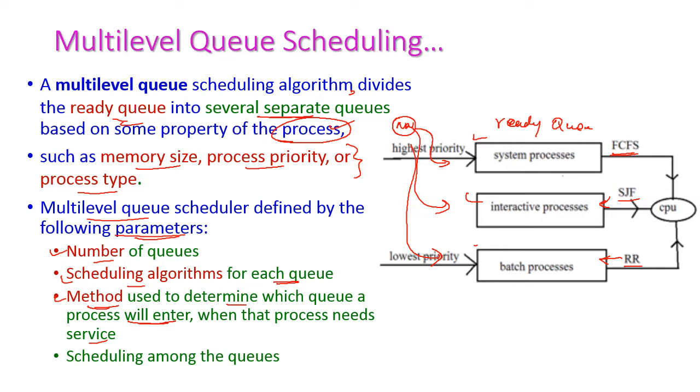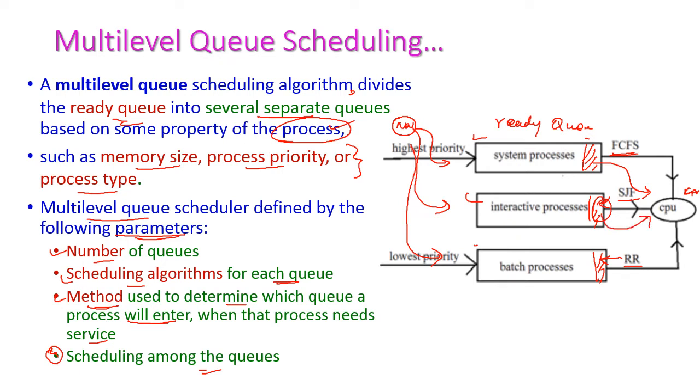And the fourth one is scheduling among the queues. The CPU is here and the scheduler should decide which process from which particular queue will be selected for next execution. That may be either the first one, or the last one, or the one in the middle. So the scheduler will select a particular process from any one of the queues for next execution.